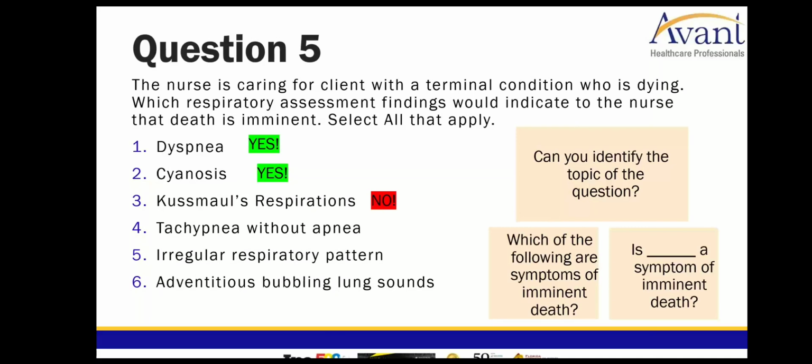Now, tachypnea without apnea. So this is a fast respiratory rate without stopping breathing. Well, there are many disorders that can cause increased respiratory rate, right? I mean, running, fever, being frightened by something. There are many things that can cause somebody to breathe faster without having to stop breathing. So definitely it is not a sign of imminent death.